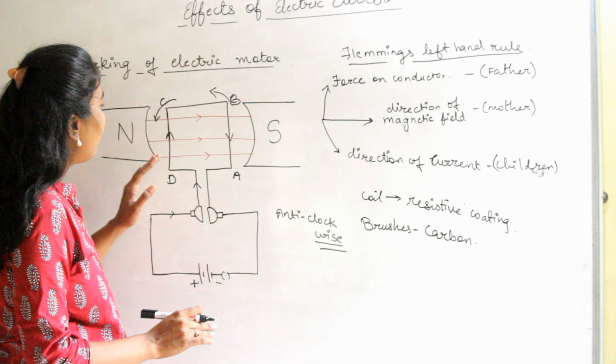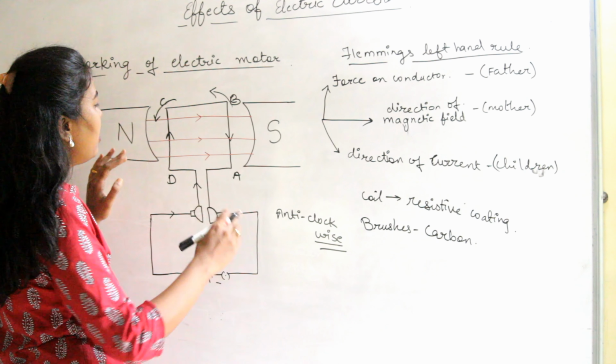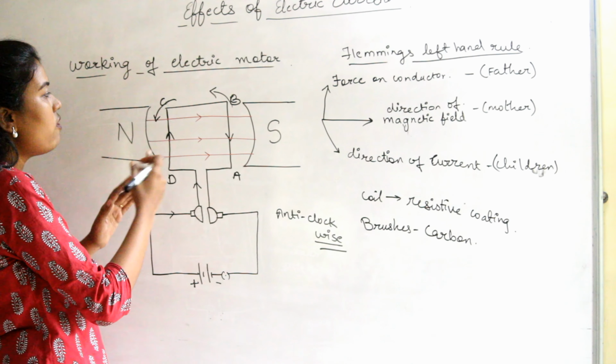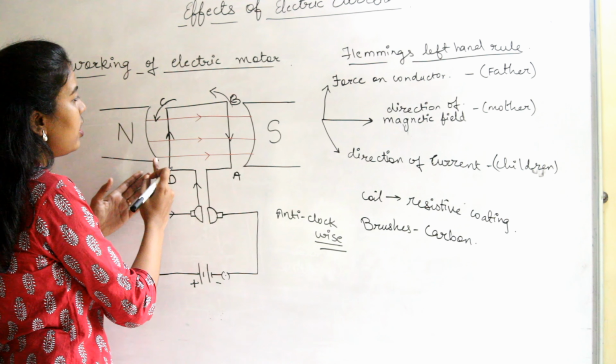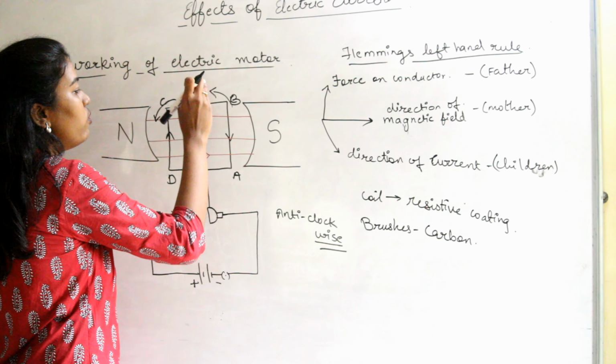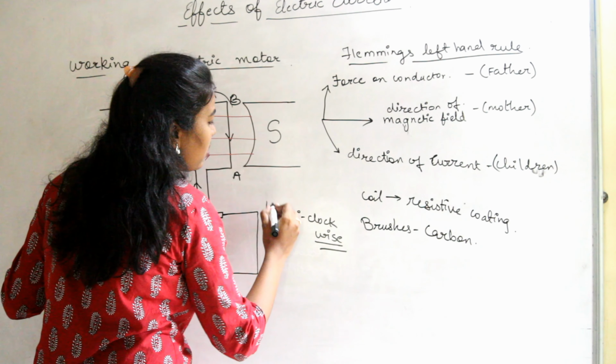Okay. So what will happen? Now the CD will move down. Before, what was happening? The CD was moving upwards, and AB was here and moving downwards. Now CD has come here and AB has gone there, right? So the CD will move downwards and AB will move upwards, and the motor will continue moving anti-clockwise in this direction.